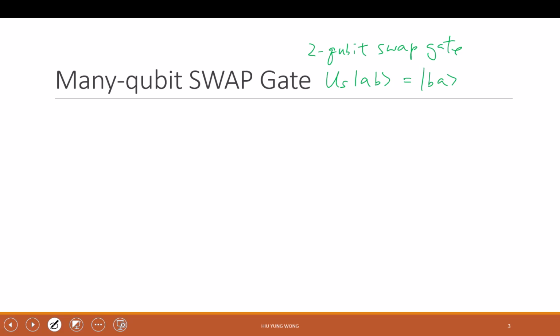Okay, here I just want to say, how about n-qubit, right? So I assume n is even, and it's the same for odd, but it's just easier for me to write the index.